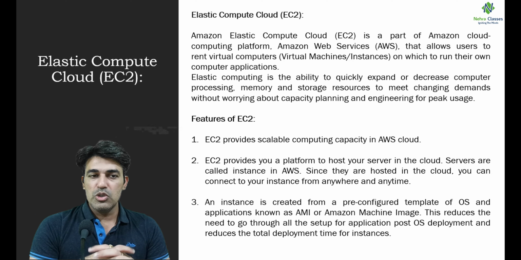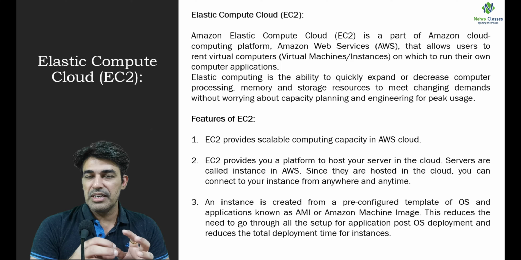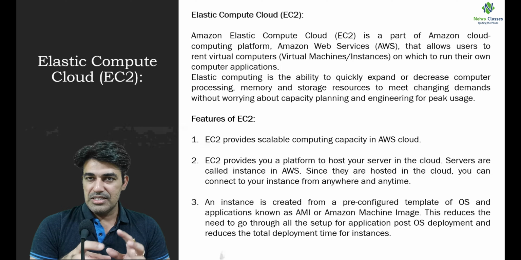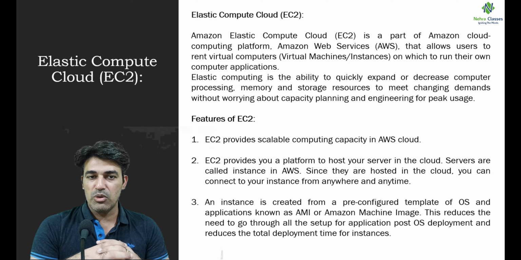EC2 provides you a platform to host your server in the cloud. So with the help of EC2, you can deploy your machine there and you can use any operating system which you want. Servers are called instances in AWS. Since they are hosted in cloud, you can connect to your instance from anywhere, anytime.